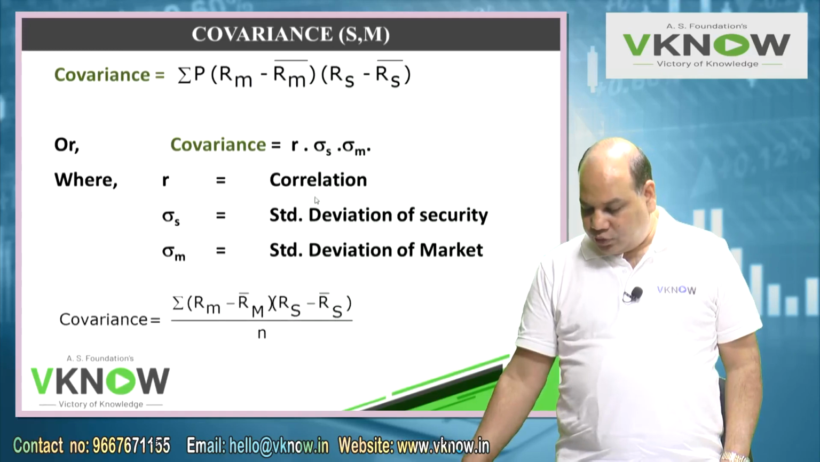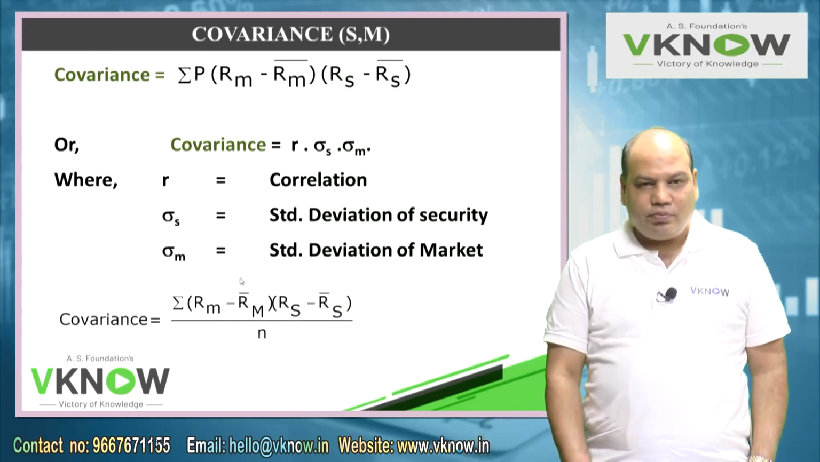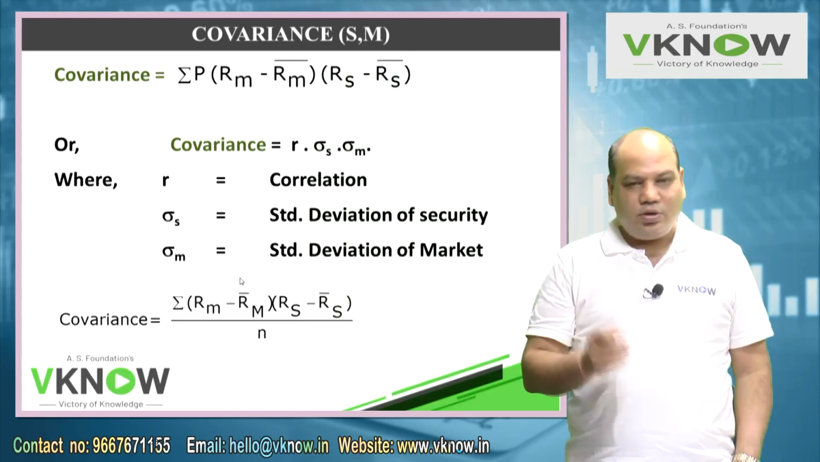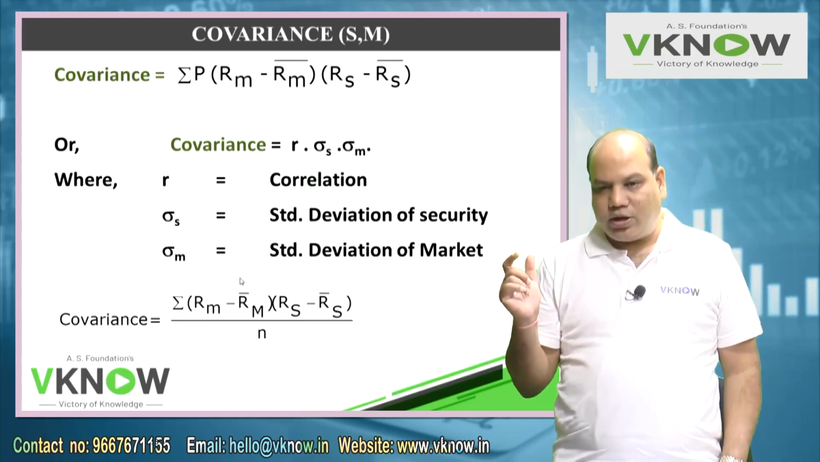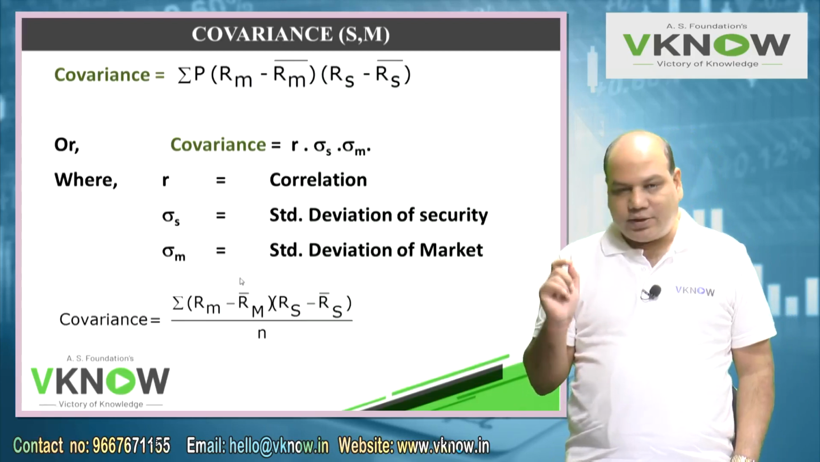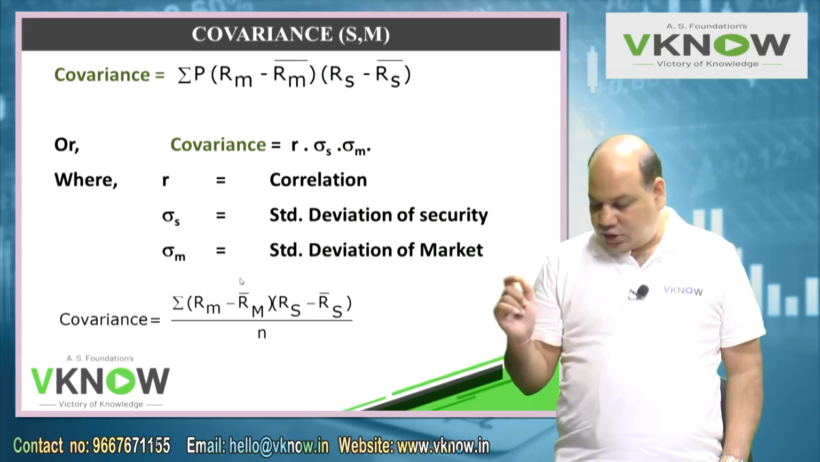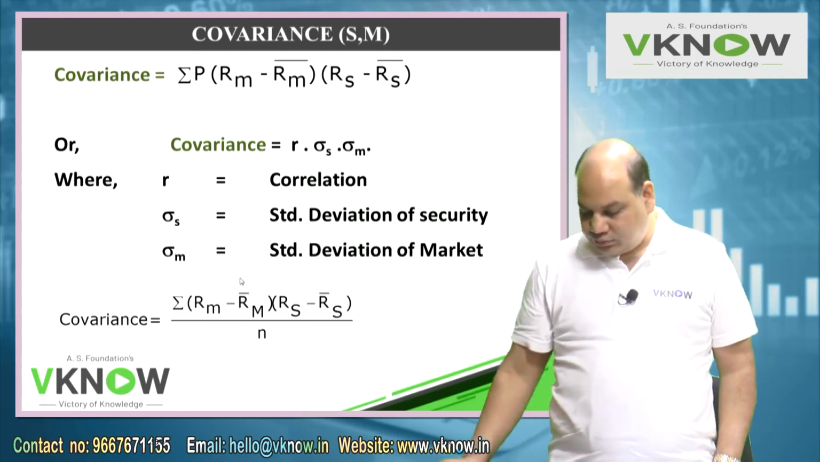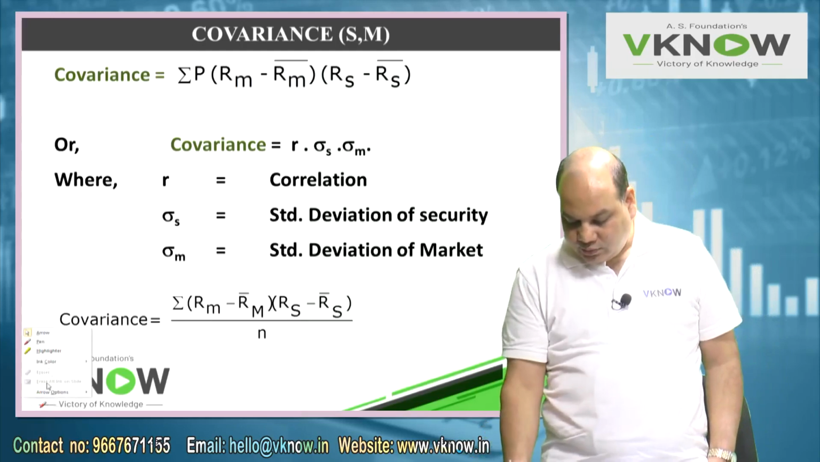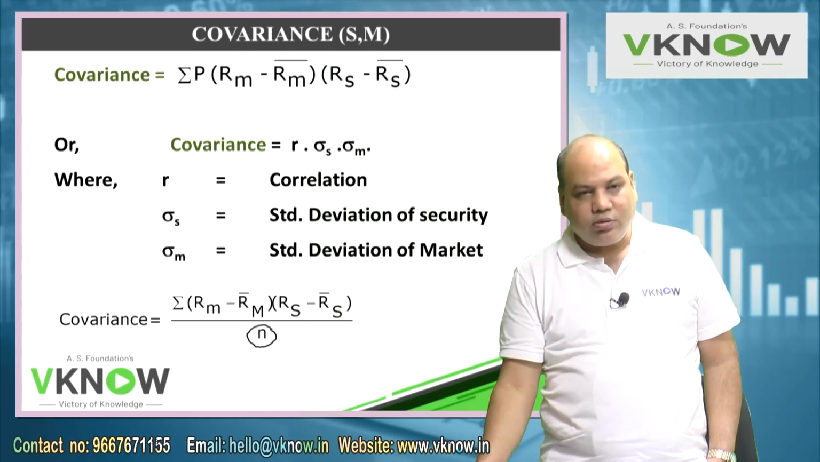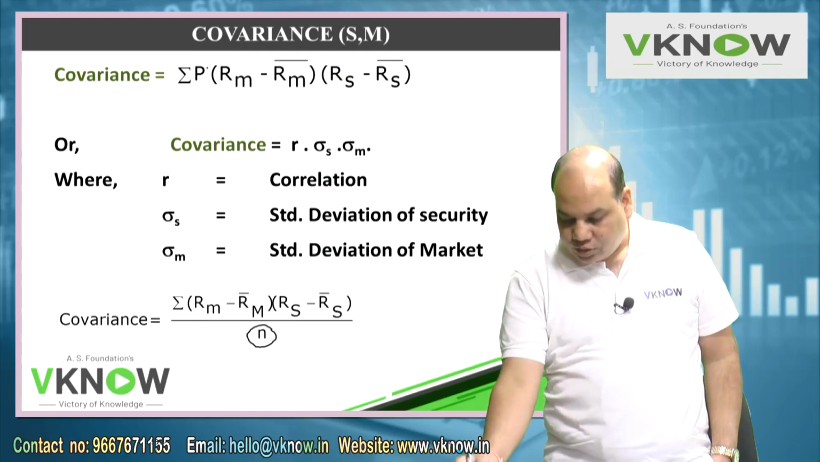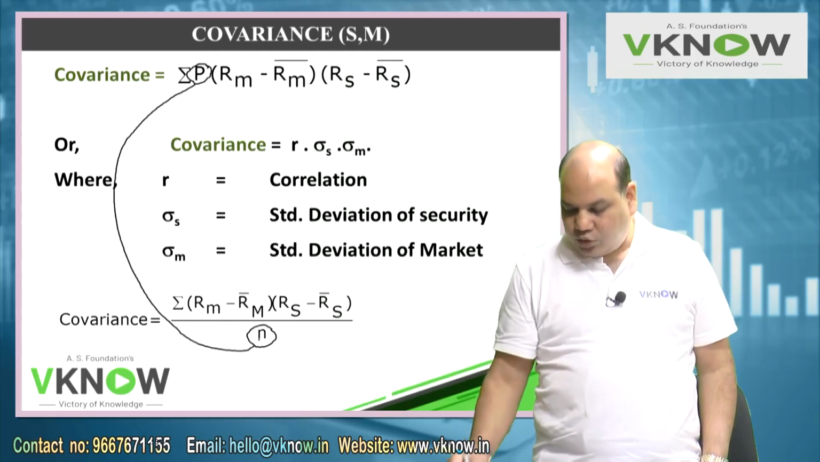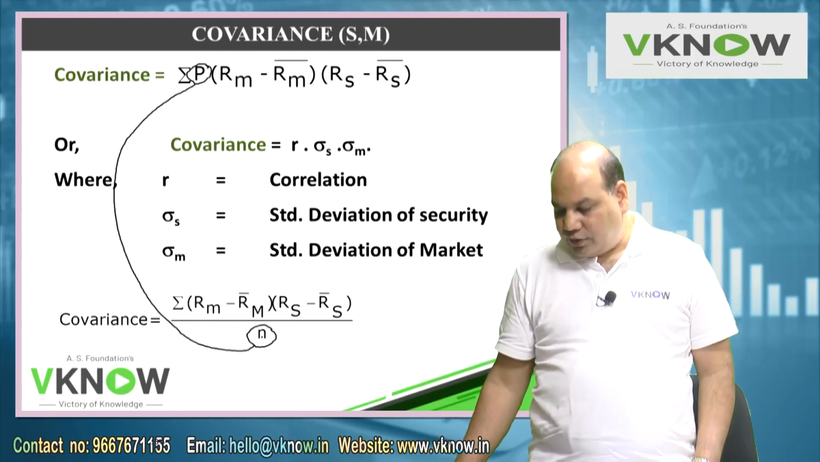And in case if you are given past data, they will give you year 1, 2, 3, 4, 5, 6, 7, 8, 9, 10, return of the stock, return of the market. Then the formula will be summation Rm minus Rm bar into Rs minus Rs bar upon N. So when past data is given, I will divide the total of the deviation by N. When future data or probability is given, then I will use summation P instead of dividing by N.